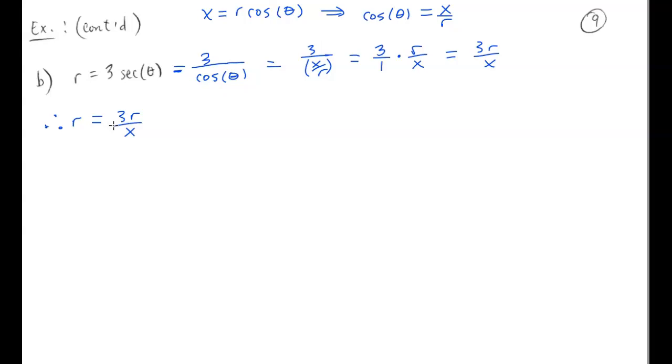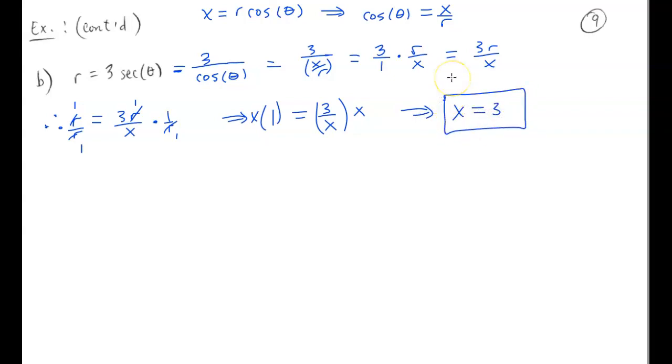And notice at this point that we have an r on both sides. So if I was to multiply both sides by 1 over r, or put another way, divide both sides by r, then these r's would reduce to 1. And what I would have left is 1 is equal to 3 divided by x. Now, if we multiplied both sides by x, then that's essentially telling us that x is equal to 3. And what we see here is that r equals 3 secant theta is just another way of expressing the Cartesian or rectangular vertical line x is equal to 3. Okay.